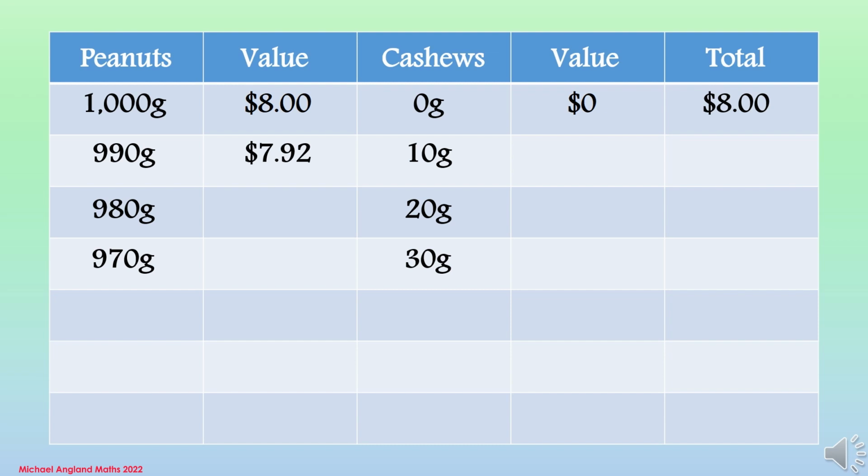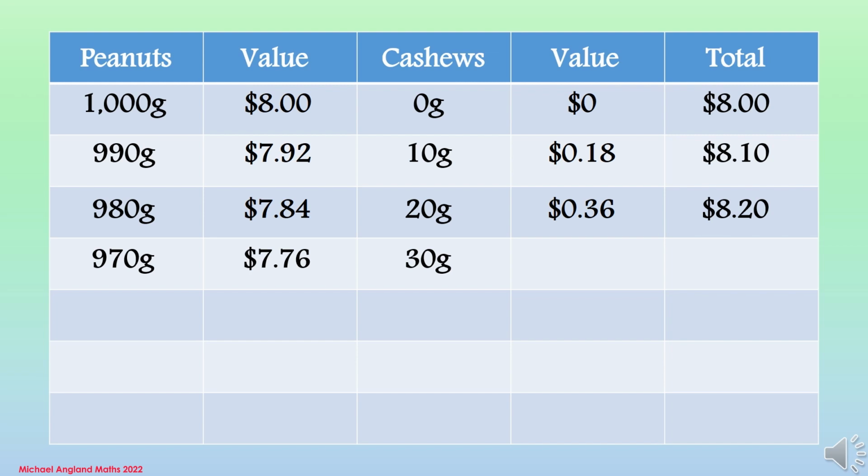10 grams of cashews, 18 cents. Adding together, $8.10. 980 grams of peanuts, that's 1,000 grams minus 20 grams, or $7.84. 20 grams of cashews, that's double 10 grams, 36 cents. Total, $8.20. 970 grams of peanuts is $7.76. 30 grams of cashews is 54 cents, total $8.30.